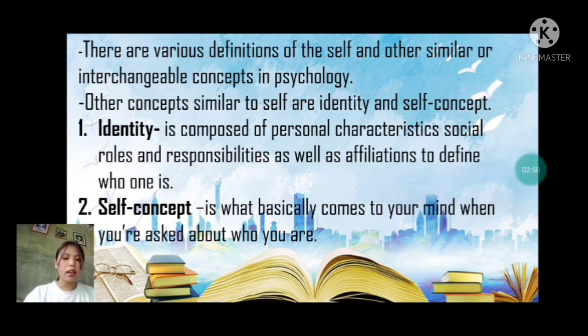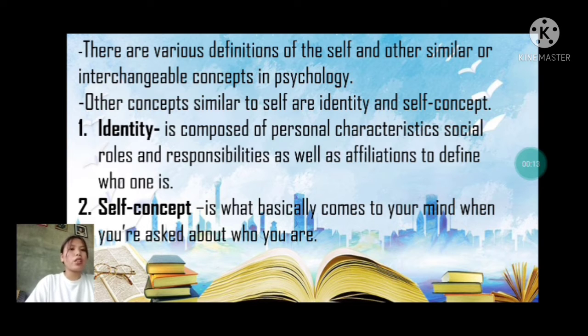Responsibilities refer to the things that we do in the society. For example, you are the eldest son in your family and you are responsible for taking care of your siblings. That's your identity. Or you are the group leader of your class. So that's a responsibility and that's your identity. Next, affiliation. Affiliation refers to the organization that you belong to. For example, if you are a worship leader in a Christian church, that's your identity. So our identity can be defined by our personal characteristics, social roles, responsibilities, and affiliation.